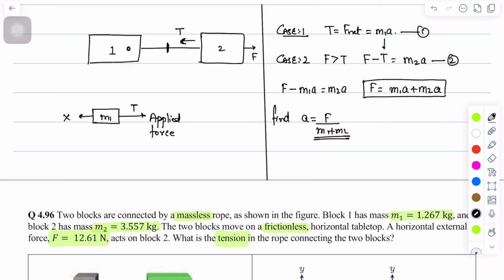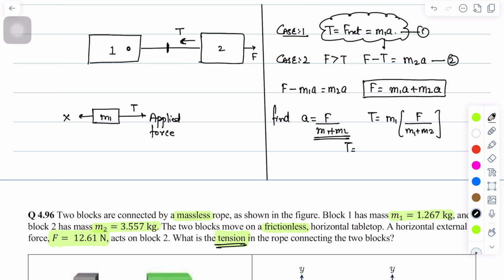Clear? Why do we find the acceleration? Because we are looking for tension, and this is the easiest formula for the tension. So can I say T is equal to M1 times A, which is F divided by (M1 plus M2)? Yes or no? Now place the values and solve it.